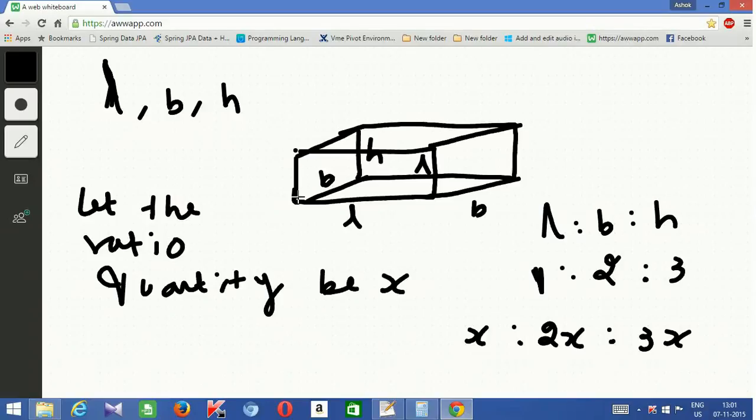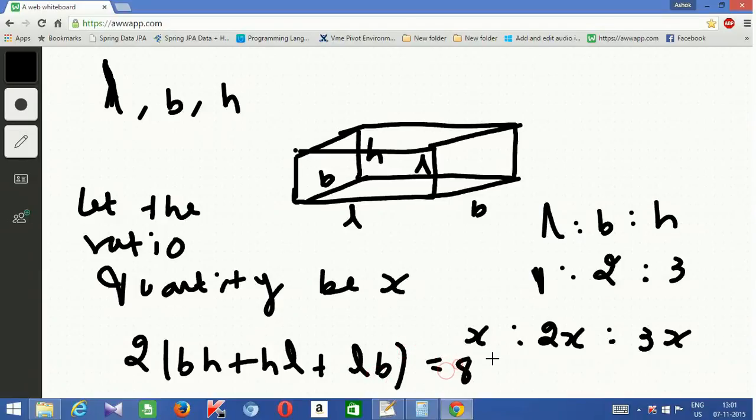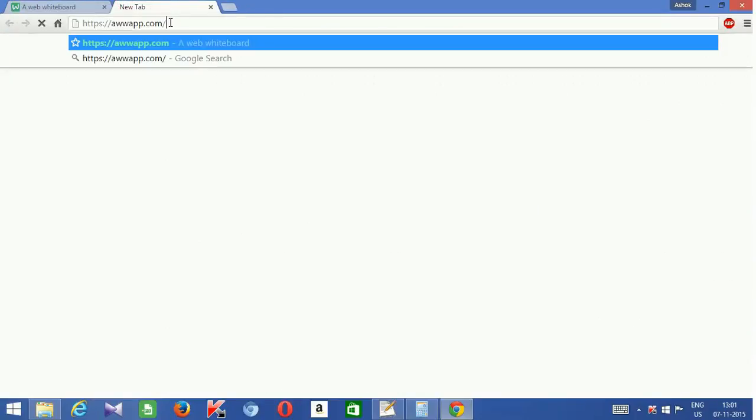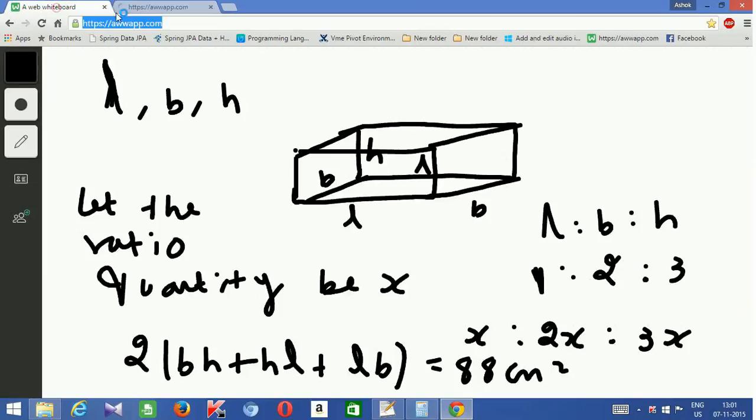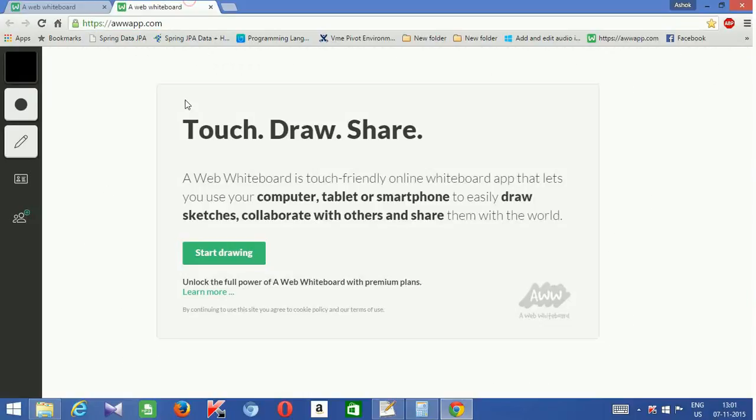How to do that? One piece of information given is the surface area of the cuboid. You know the formula for total surface area we derived, because 6 rectangles are there: 2 times LB, 2 times BH, and 2 times HL, which is 2BH plus 2HL plus 2LB, equal to 88 centimeters square, which is given in the question.